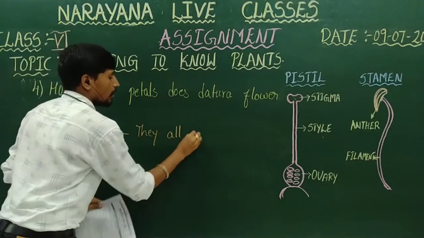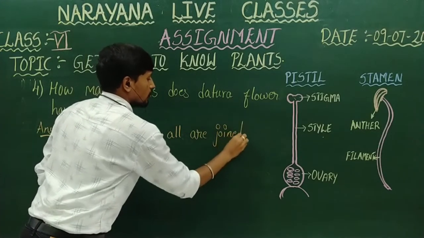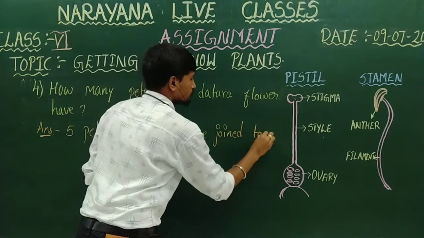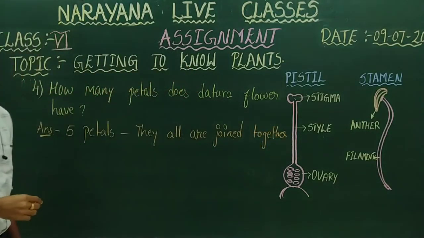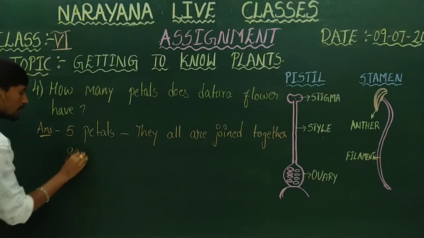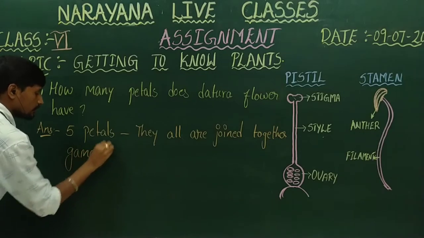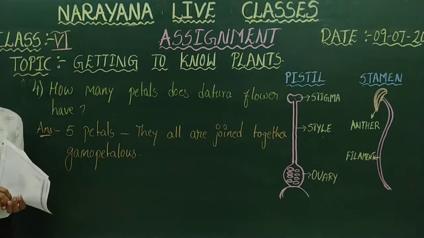As all the petals are joined, this type of condition we call gamopetalous. The condition we call gamopetalous.